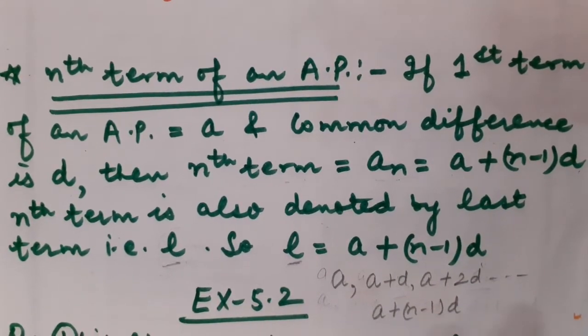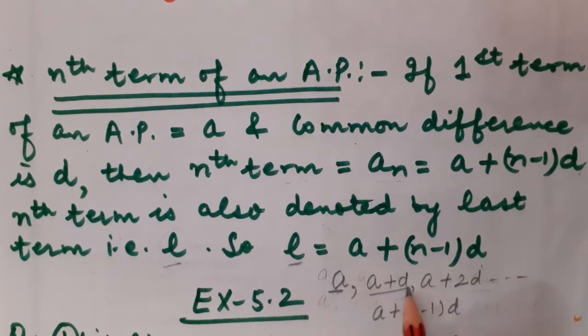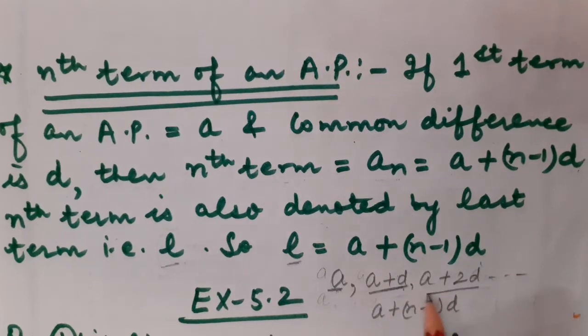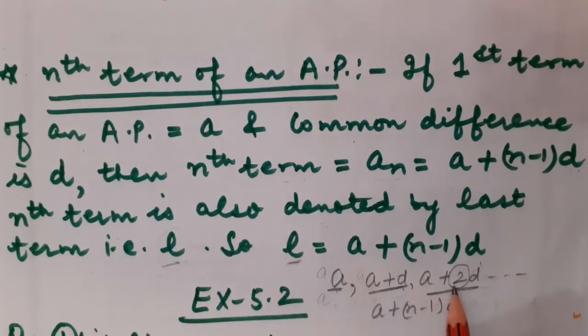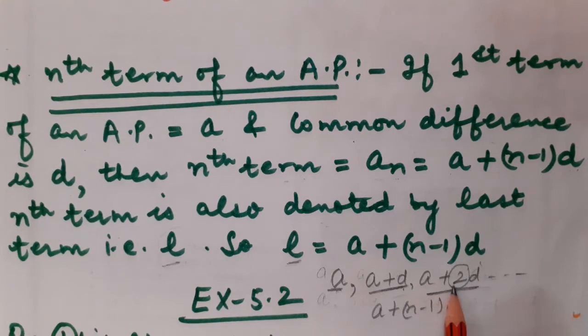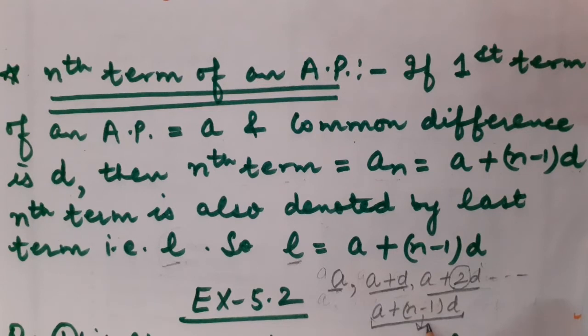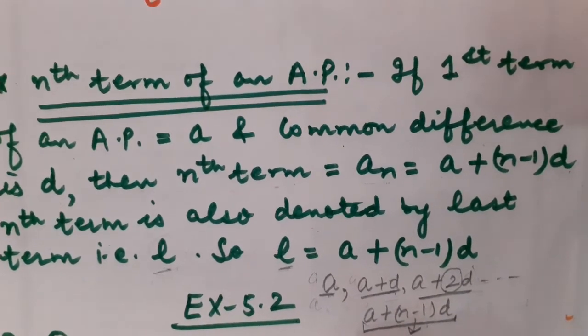Correct, students? So what I did basically, when I took the very first term, the numerical coefficient of the common difference was 0. When I took term number 2, the numerical coefficient became 1. When I took term number 3, what did it become in this case? 2. So when I take the nth term, what would be the numerical coefficient of D? Yes, of course. It will be 1 less than n, that is n minus 1.